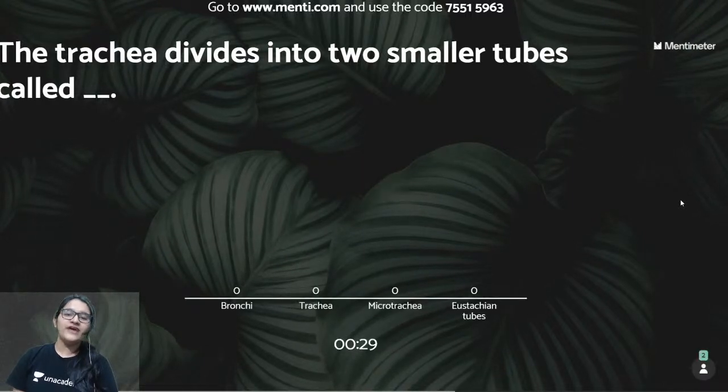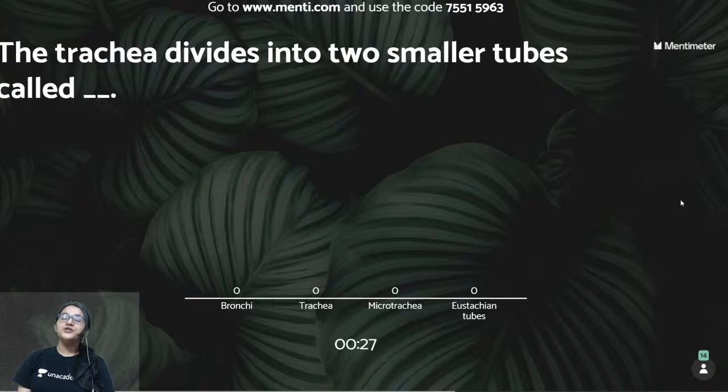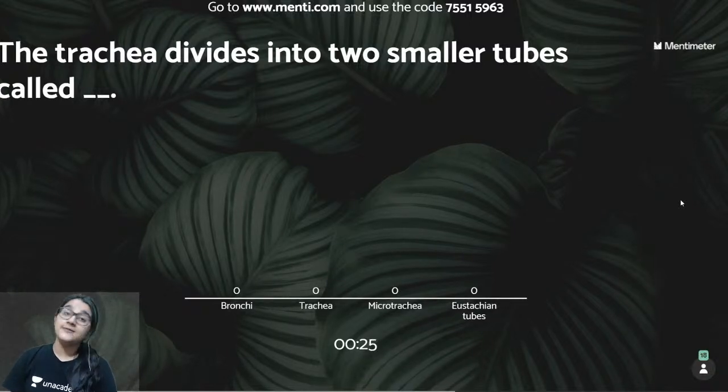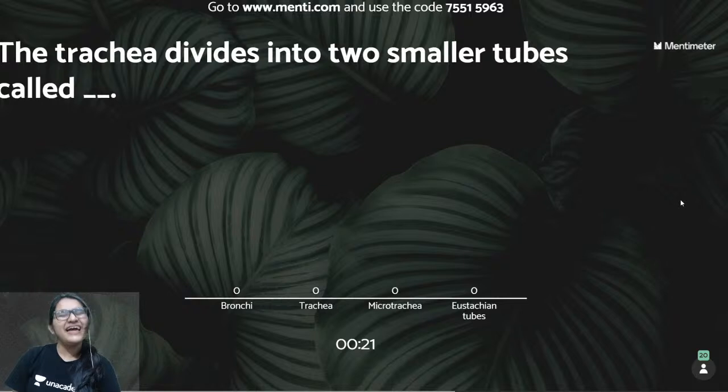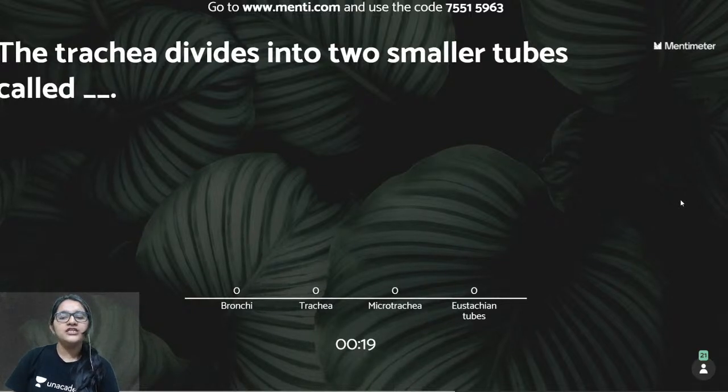The trachea divides into two smaller tubes called as what? Bronchi, tracheae, microtracheae, or eustachian tubes.